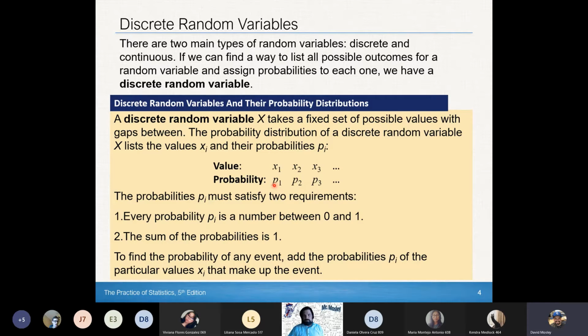The probabilities p sub i must satisfy two requirements. Every probability p sub i is a number between 0 and 1, just as with other probabilities we've considered previously. And the sum of the probabilities is 1. We cannot have a sum greater than 1. We cannot have a probability greater than 100%. To find the probability of any event, add the probabilities p sub i of the particular values x sub i that make up the event.